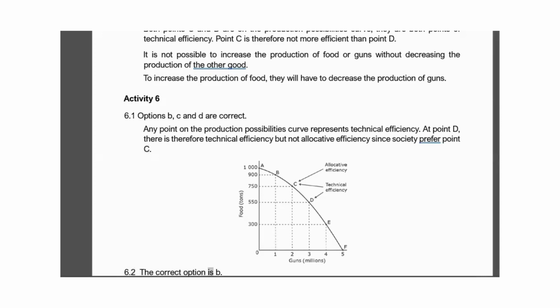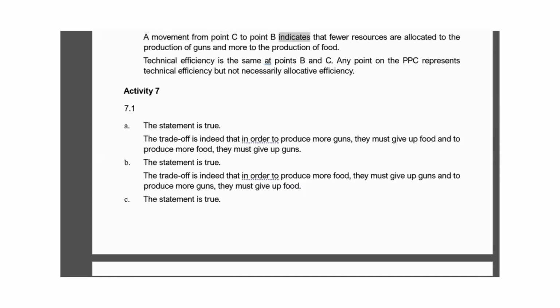6.2 The correct option is B. A movement from point C to point B indicates that fewer resources are allocated to the production of guns and more to the production of food. Technical efficiency is the same at points B and C. Any point on the PPC represents technical efficiency but not necessarily allocative efficiency.